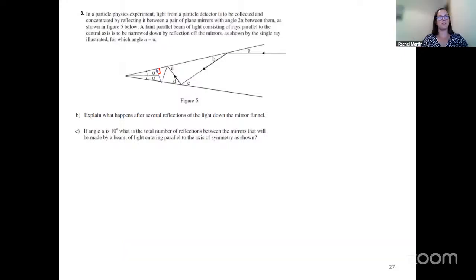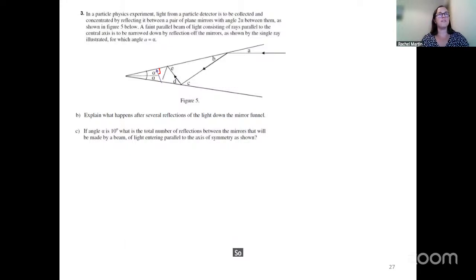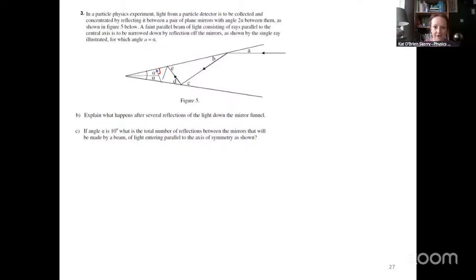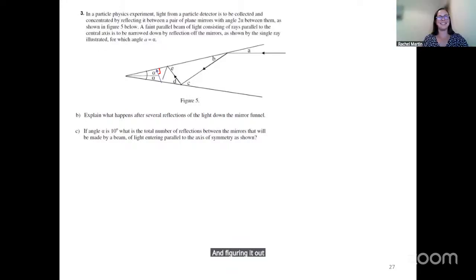Yeah, really good advice from Kat, because the whole point of this summer is to practice your problem solving. So definitely revisit this video, revisit the pack, and that's what the summer is for in terms of practice. You're doing really, really well. Really impressed with this group. I always think it's a really good sign when we get lots of questions because it means people are really thinking and figuring it out rather than just sitting watching us.